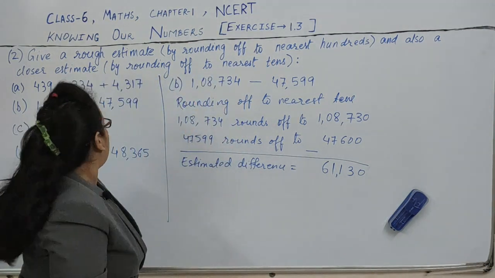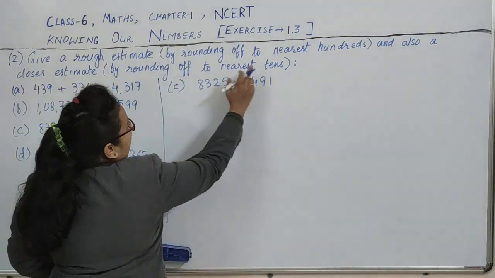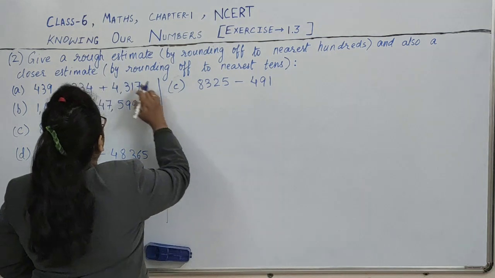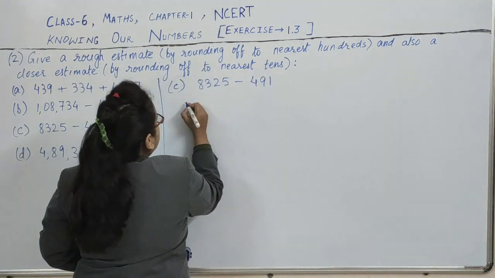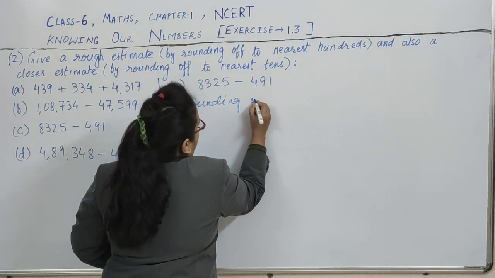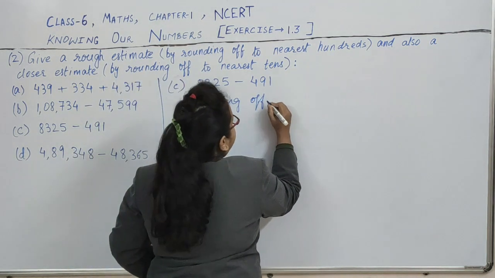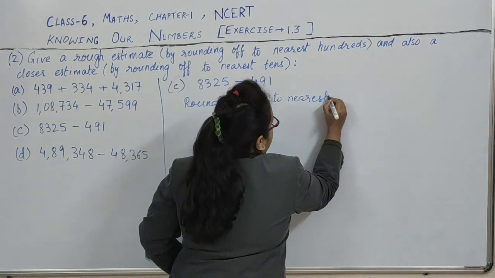Okay, so understood this? This was the answer. Now let us do the C part. Rounding off to nearest hundreds. So we have to get the rough estimate by rounding off to the nearest hundreds first. So rounding off to nearest hundreds.